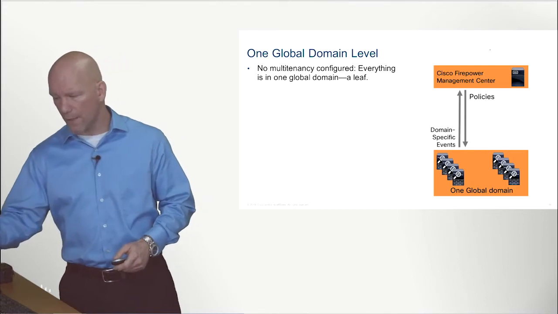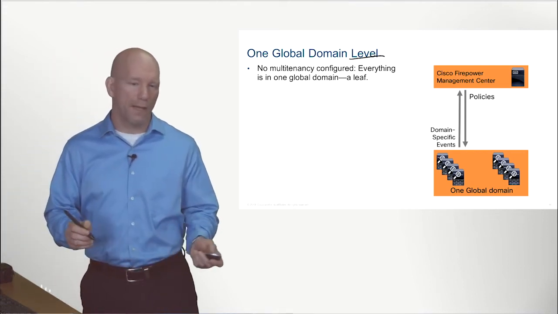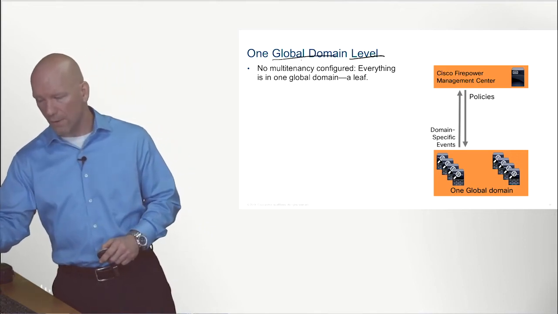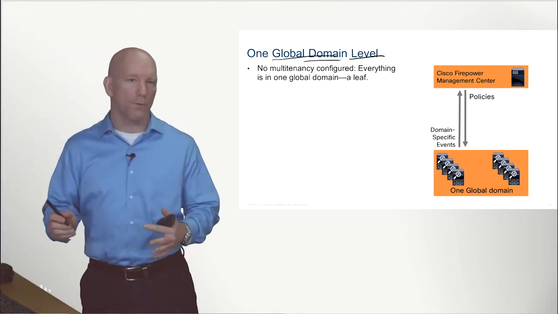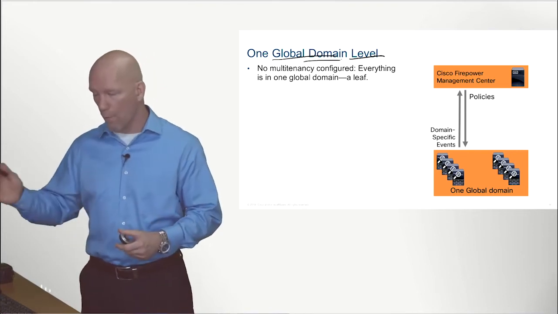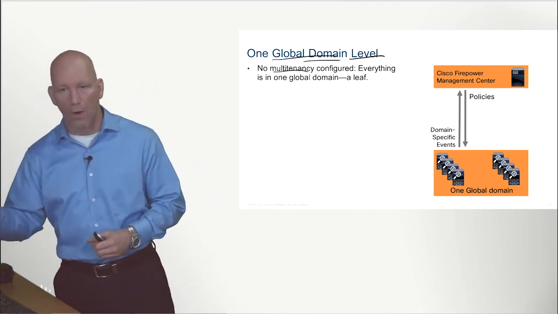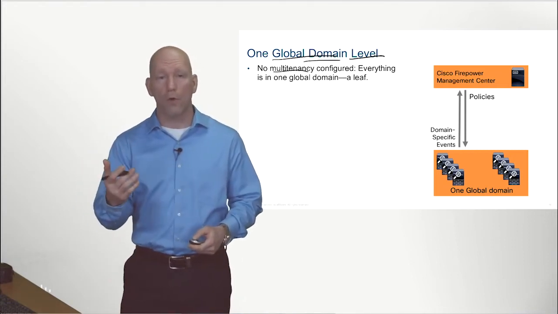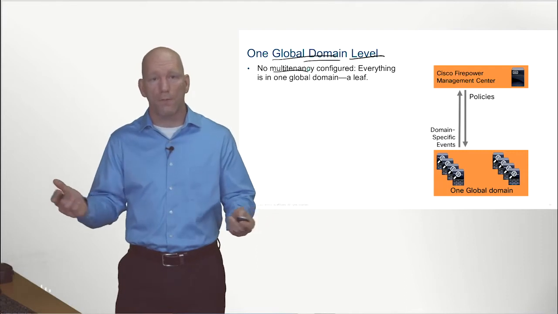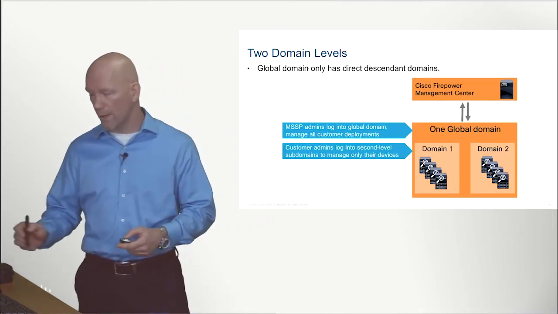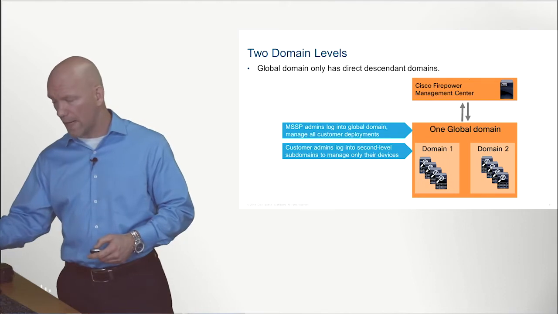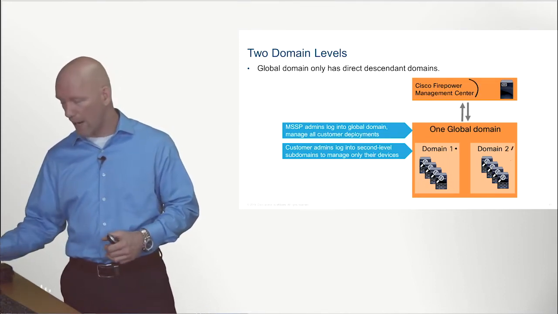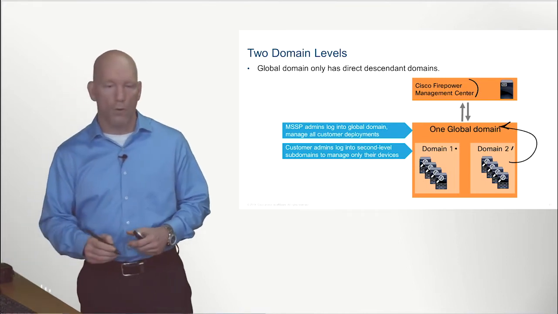But remember, please, we were talking about the concept of multiple different levels inside of a domain. Keep in mind that if we only have a single level defined in a domain, that is referred to as the global domain level. And one more time, no multi-tenancy. All devices, events, configurations, and policies are associated under that global domain level. It's a default configuration. But what we're able to do is go in and define, within the Firepower Management Center, subdomains, or what's referred to as child domains, under the global or the parent domain.